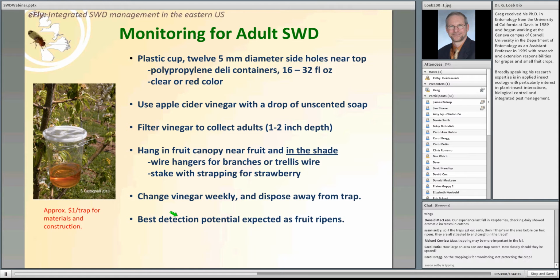And if you can find the attractive lure, and even apple cider vinegar might work at that time of year, you might be able to have an effect. And that's something we would definitely want to look at.